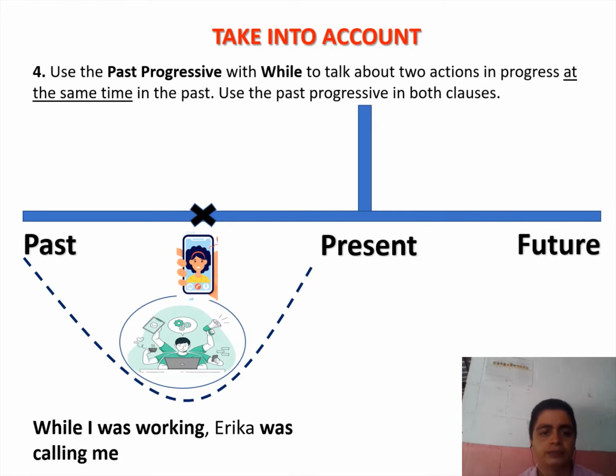So the last thing, use the past progressive with while to talk about two actions in progress at the same time in the past. So use past progressive in both clauses. For example, while I was working, Erika was calling me.